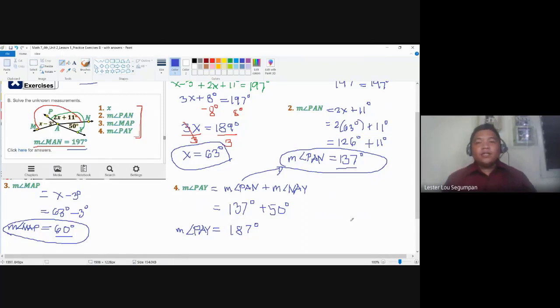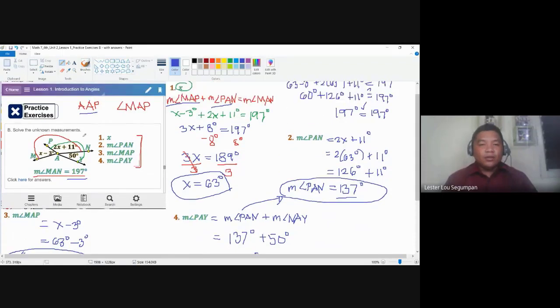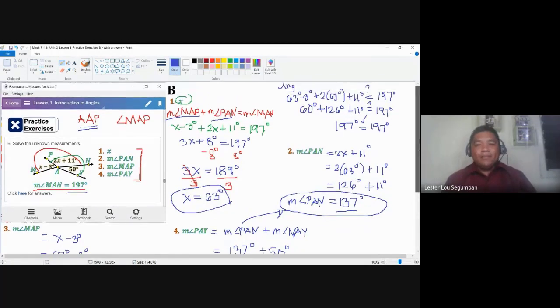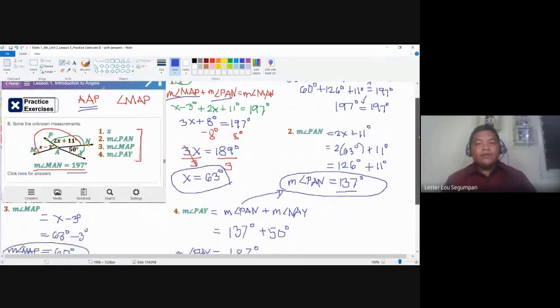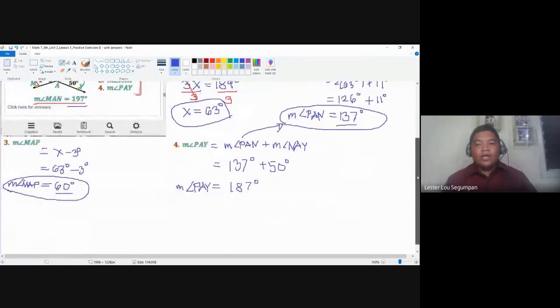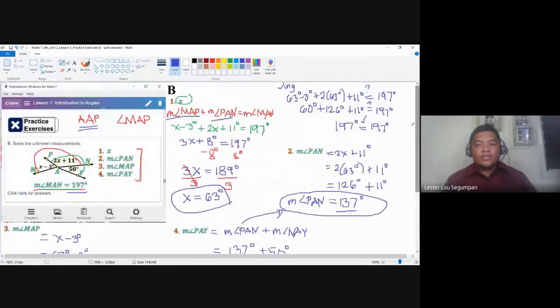Just for a summary, what we have used here and will still be using later on is the angle addition postulate that allows us to add two or more angles to get the larger angle combining them. Please review this video, retry answering it on your own so that you could work on your worksheets independently. If you have questions, please do not be afraid to contact me anytime.